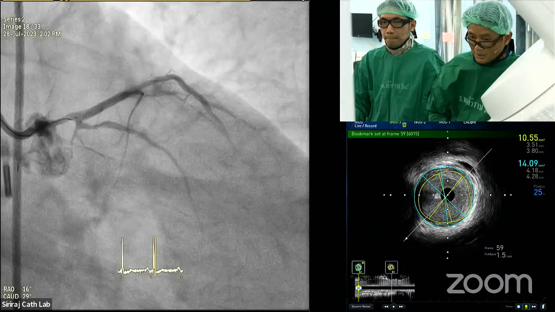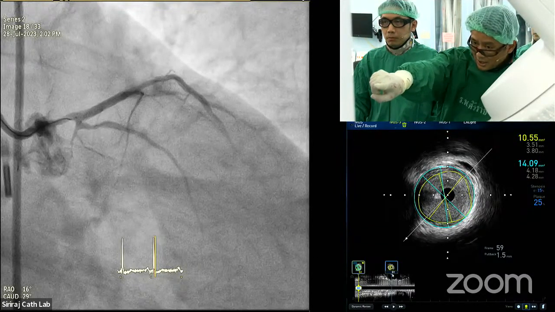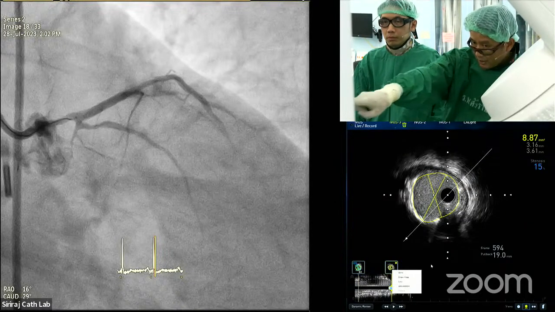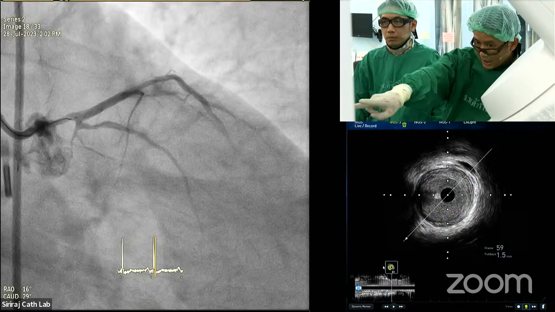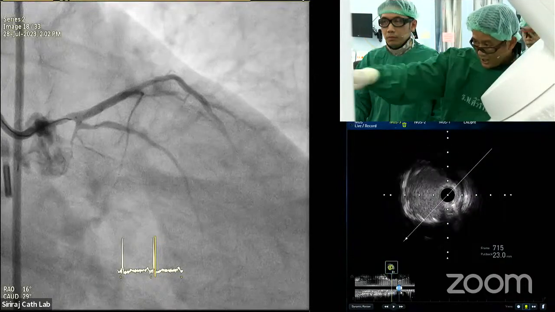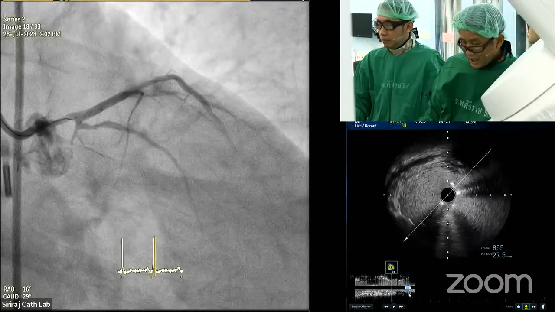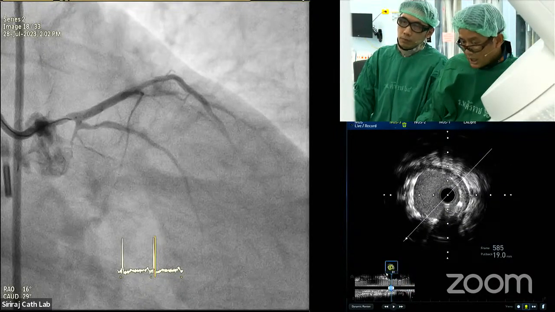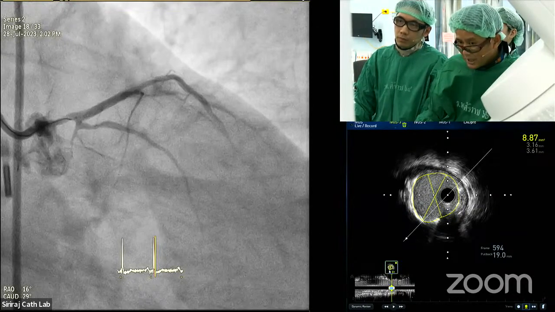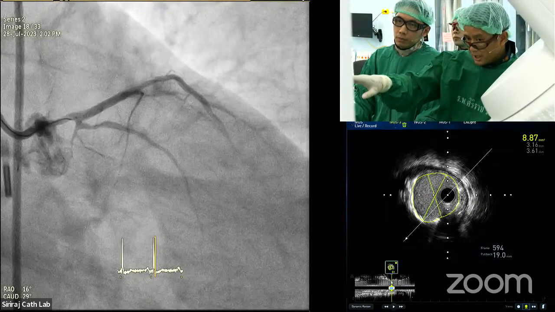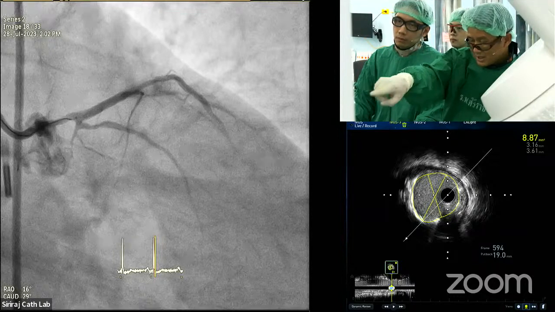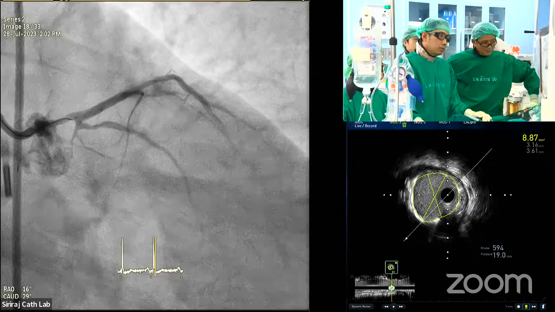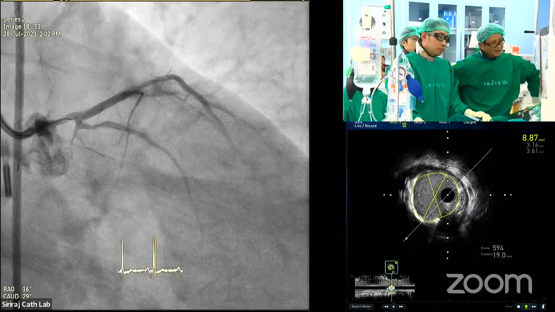I think on this one, based on this picture, you can see the true circ actually goes down into the 6 o'clock, and we have the obtuse marginal along the way into the 3 o'clock. We just stent at the ostium of the obtuse marginal, leaving the ostial circumflex. Because I'm thinking if I do, it's going to be a very sharp angle to do on this one. Again, this one is from the Medina classification.